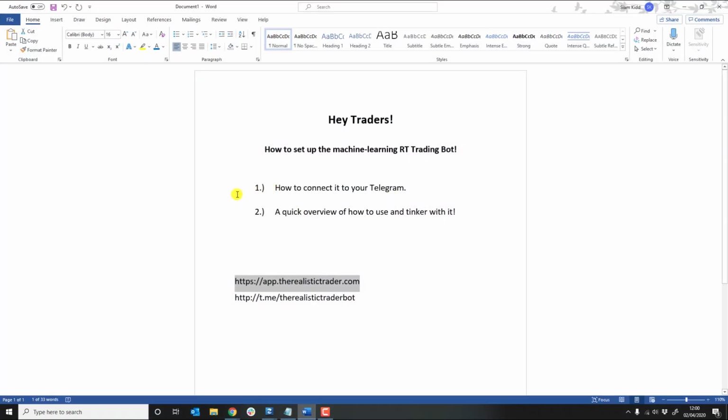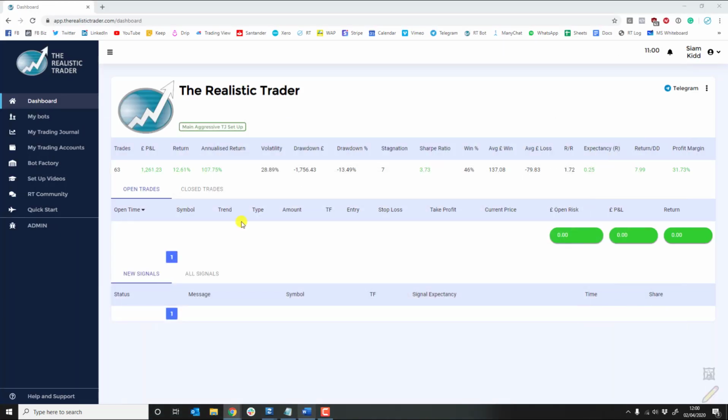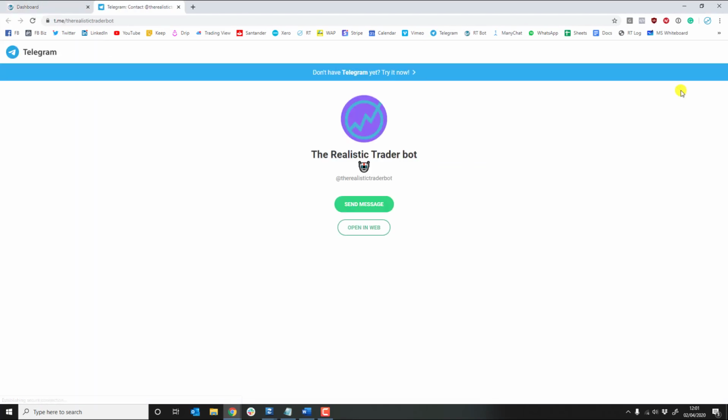So remember, we need to connect it to the Telegram first before you do anything else. Now, I've already connected mine, but all you need to do on the dashboard, you'll see a Telegram button up here. You then simply click that and it'll lead you to something like this. Now, I've had some people in the past have some issues with this. So first of all, you need to ensure that you have a Telegram account set up on your phone, etc. If you do, then it will work. If you don't, obviously you need to get Telegram first.